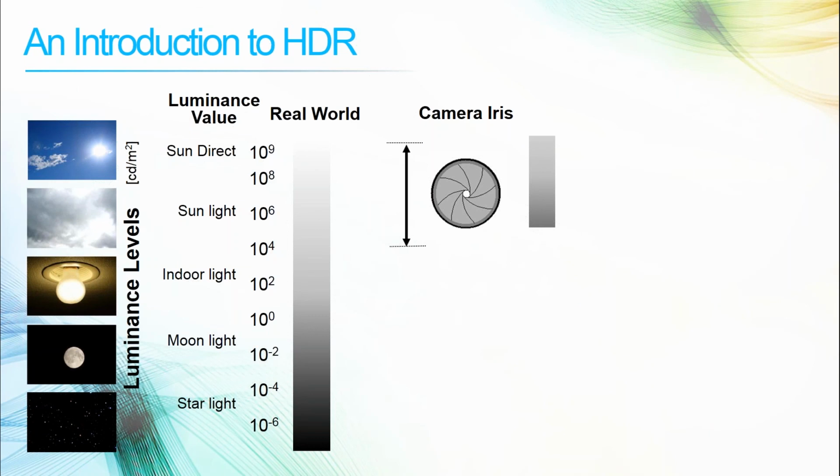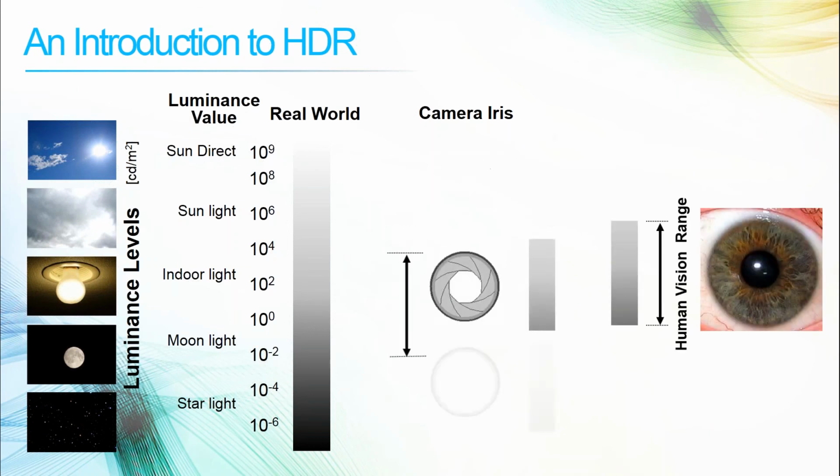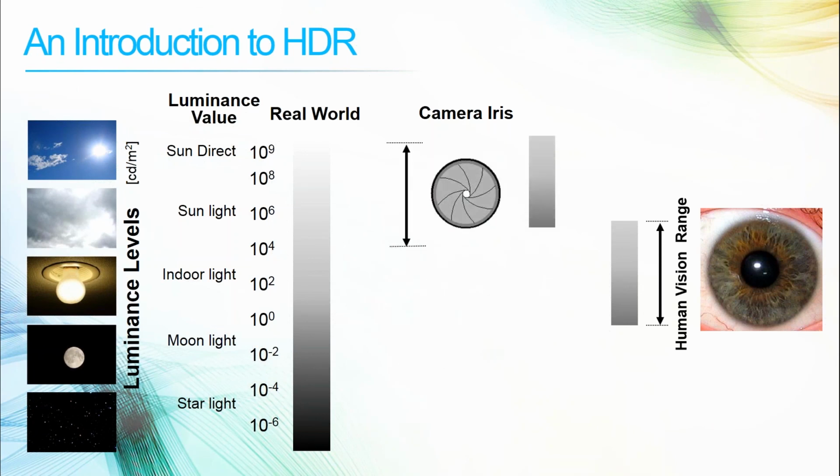Now, when we then talk about a camera, that works in a very, very similar way. It also has an iris, which is closed so that you can film outdoors on a sunny day.